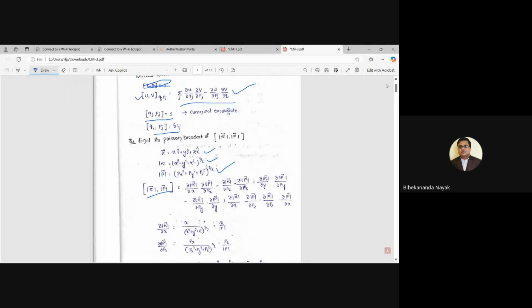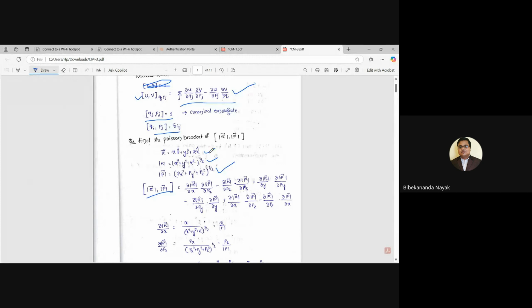According to this definition, the sum means sum over x, y, z. In place of u we put |r|, in place of v |p|. So del |r| by del x, del |p| by del px, then for y with py, and z with pz. Are you getting my point? It is very important. Yes, sir. So how many coordinates? It is three coordinates, three sets. j varies from 1 to 3. Then calculate individually what the values are.